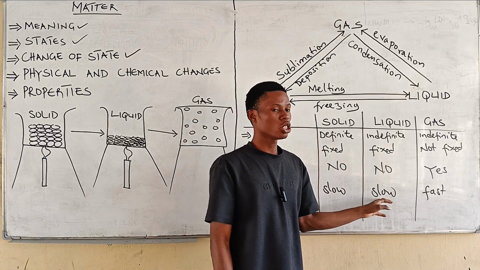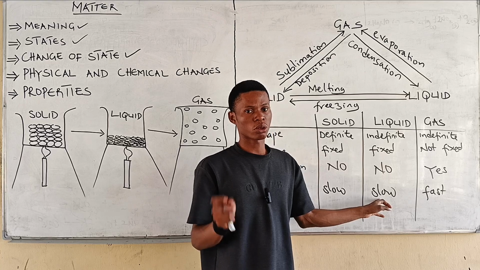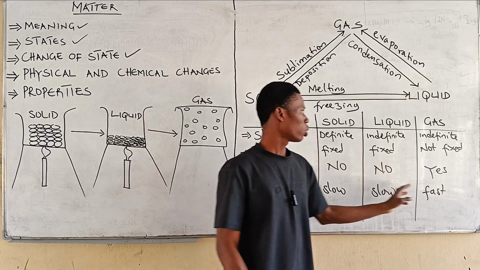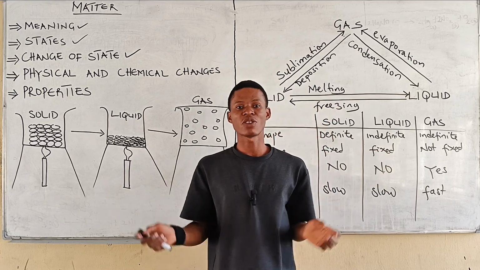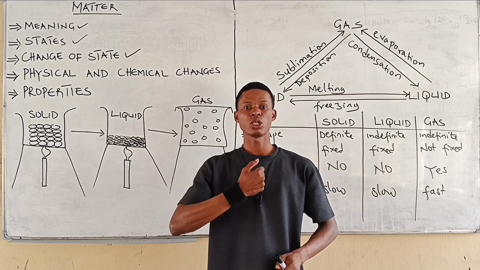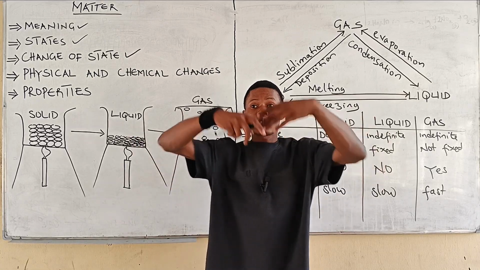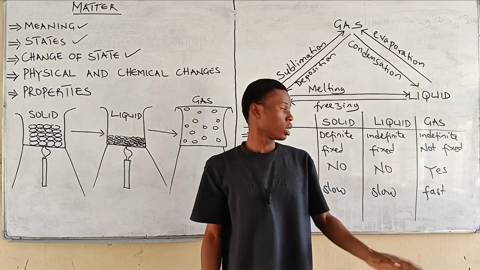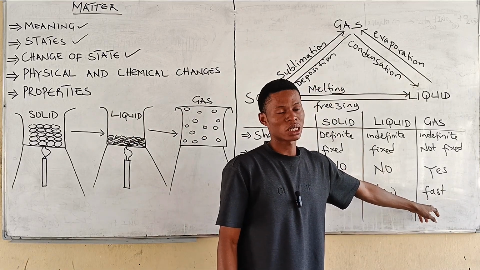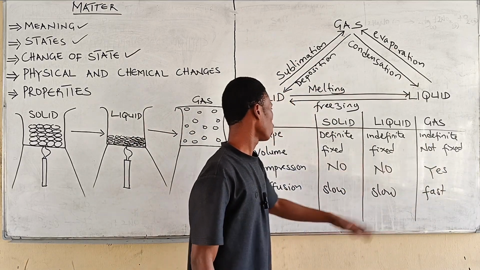Now diffusion in liquids is slow also, but faster than that of solids. But in gas, the diffusion is very fast. Take for example, if you spray your perfume on your body, just now it will spread everywhere. That is very fast in gases. So diffusion is fast in gases.